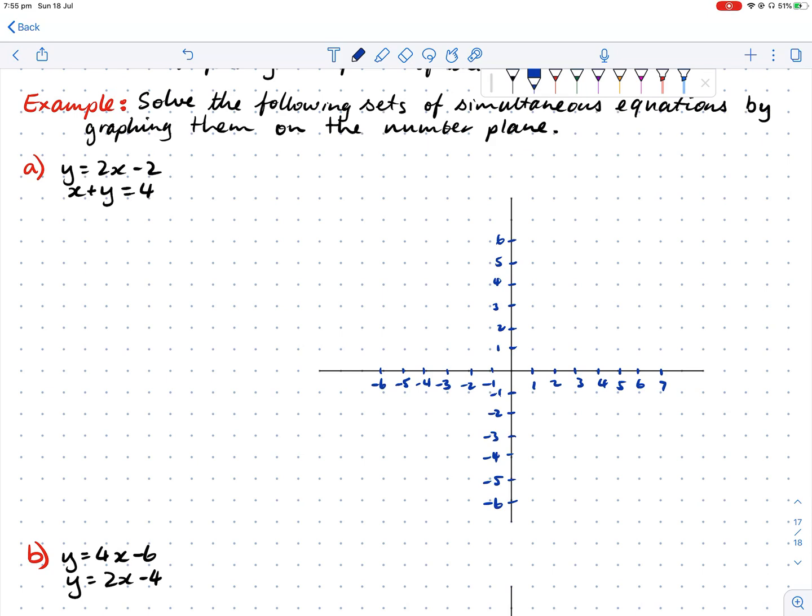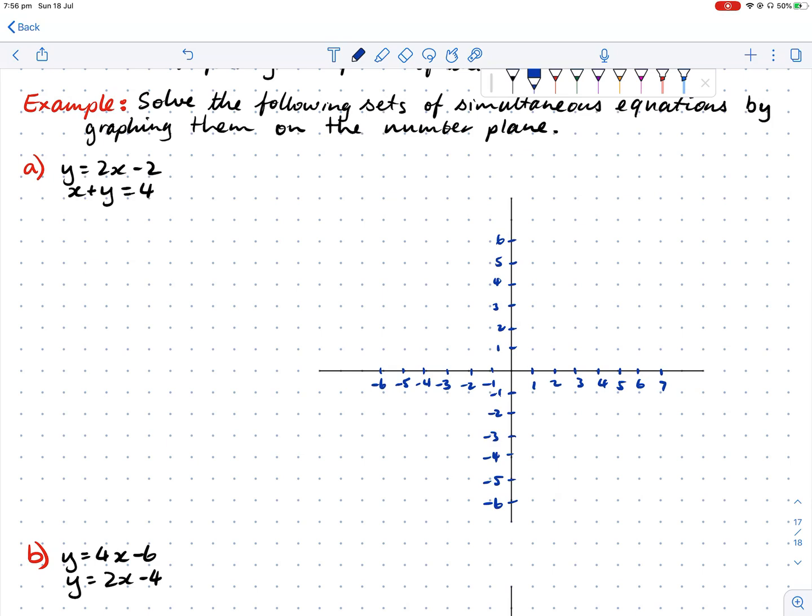In these examples, solve the following sets of simultaneous equations by graphing them on the number plane. So the first thing we're going to do is graph these. Now remember, we've got a couple of methods that we can use. One is the gradient intercept form, and then you've also got the method where you find the x and the y intercepts. Those are the ones that you should be using more of. Generally, you shouldn't be drawing up a full table of values anymore. We want to find the shortest possible ways in order to draw these lines.